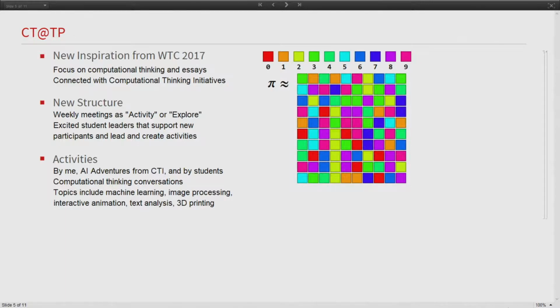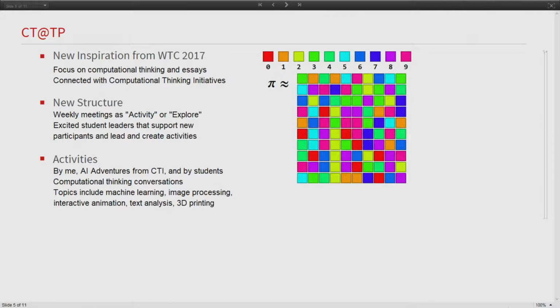Activities were created by me. We could use some of the AI adventures from the computational thinking initiatives. And like I said, some of my students created activities of their own. We also had, sometimes during our Explore days, what I like to call computational thinking conversations. A student would ask a question and we'd just start coding and try to see if we could solve it, kind of like a live coding experience on our computer screen.